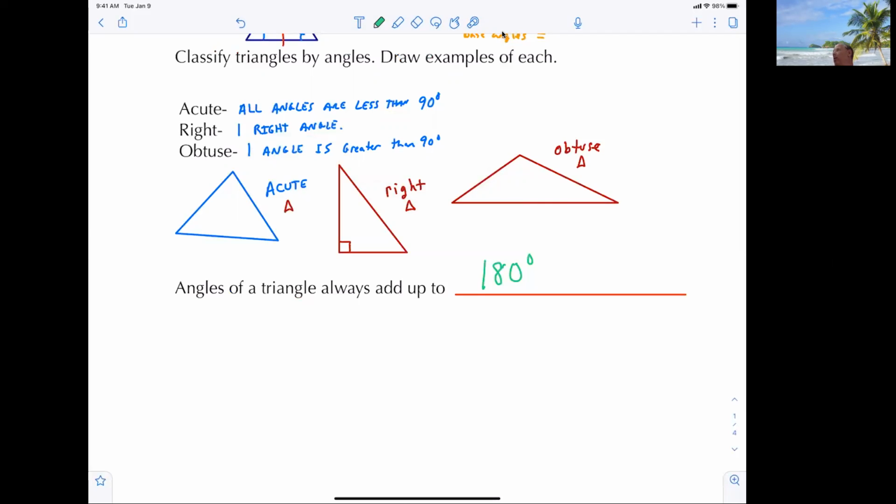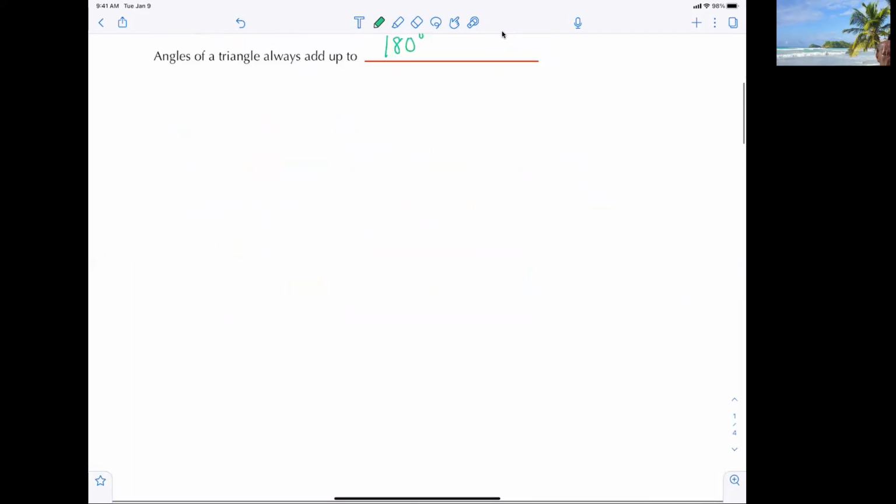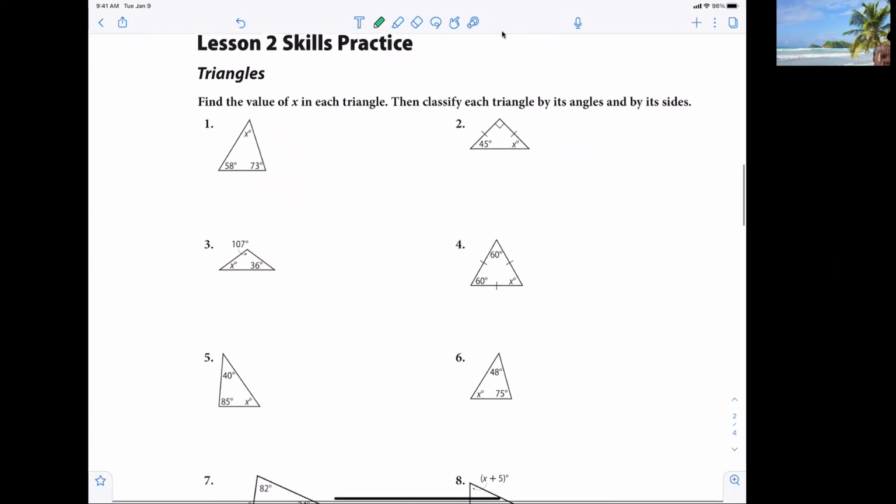All right. You need good ERB scores. That's what we're working on. So come on, get with the program. It's not that hard, but it's on all the standardized tests. So here we go. Now with that little bit of information, I made up a nice little worksheet here. Find the value of x in the triangle, then classify each triangle by its angles and by its sides.